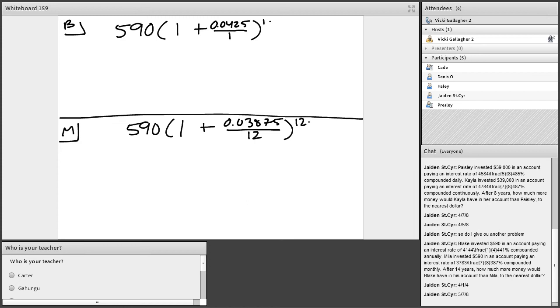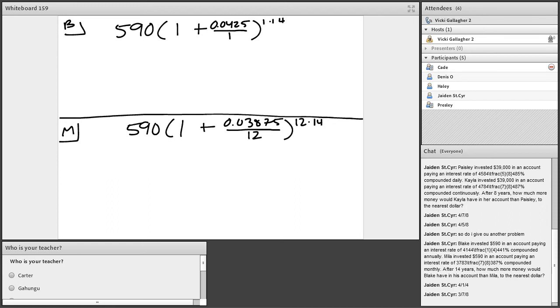And then it says 14 years. How much more money? Okay, so my time is 14. Oh my goodness, those 4s are just so annoying. 1, 4. Okay, so T on both of them is 14.